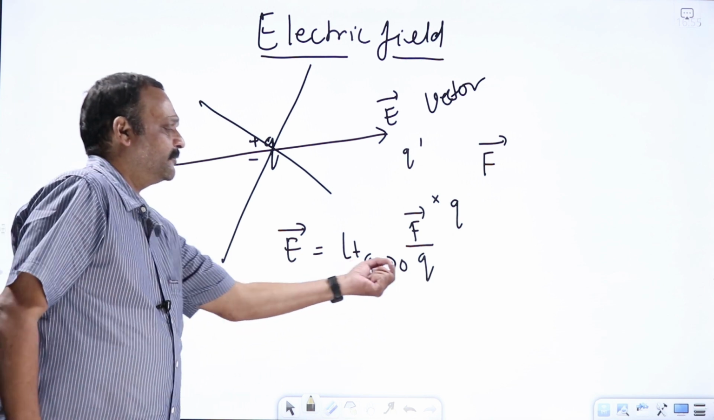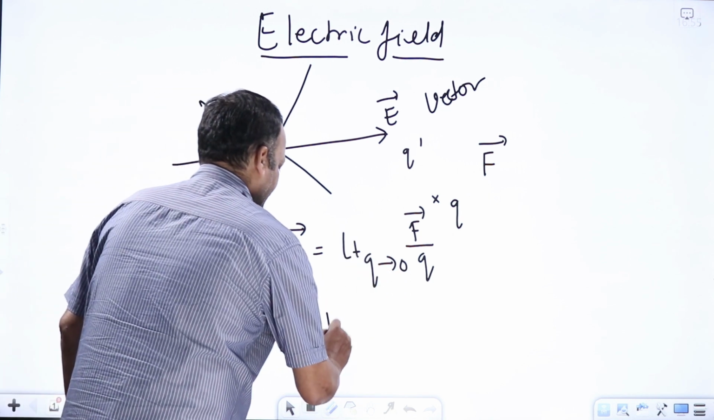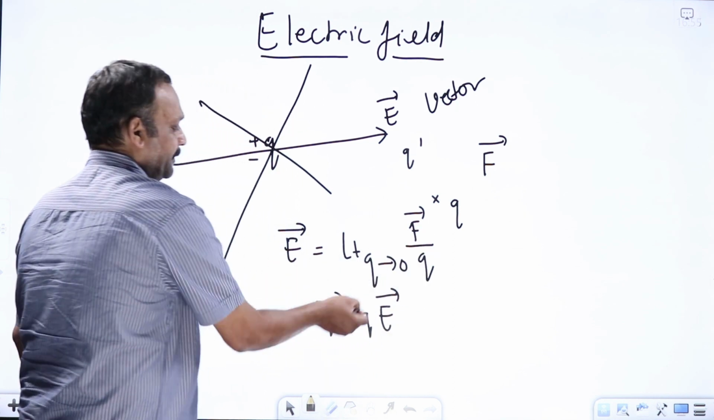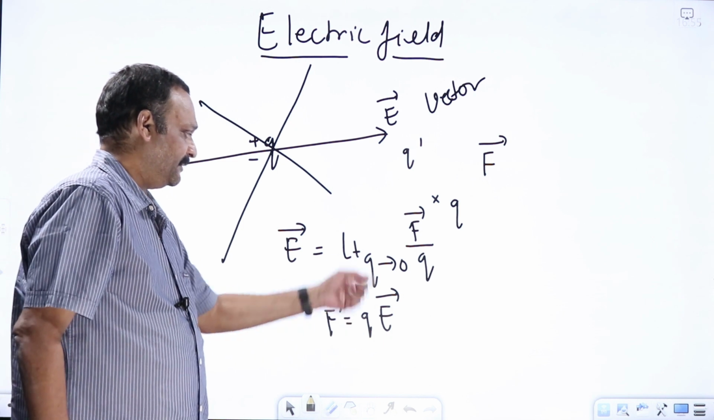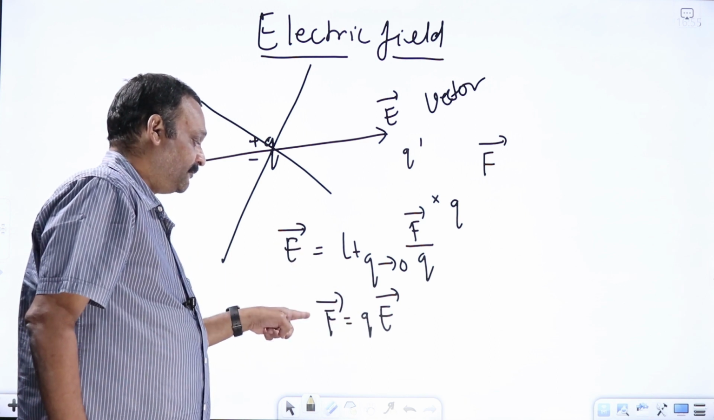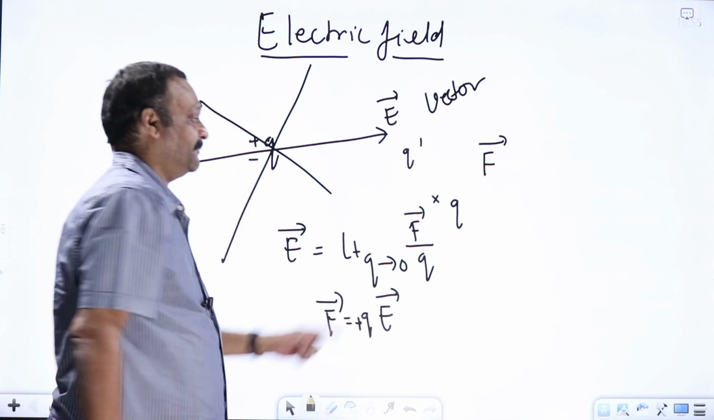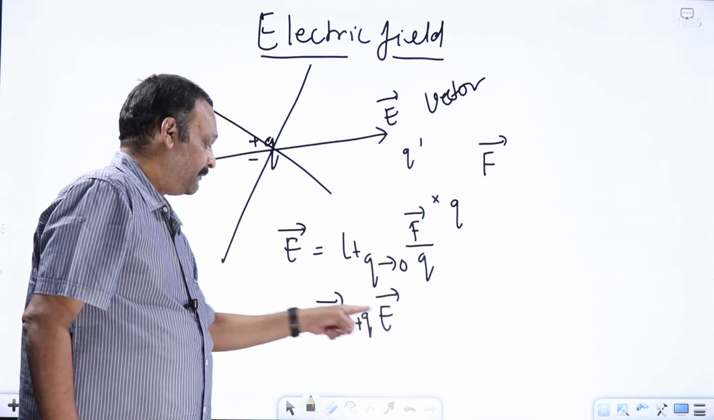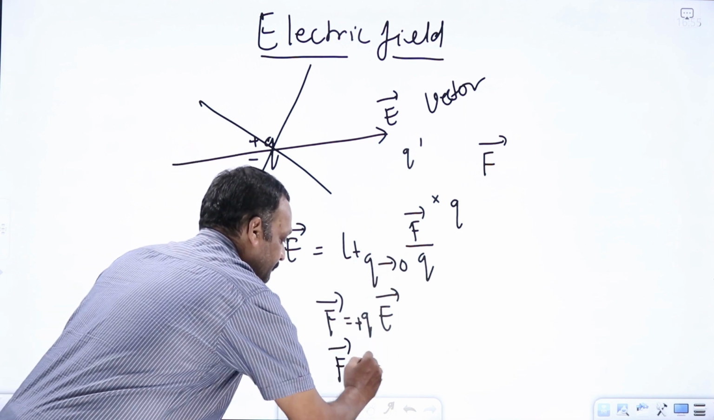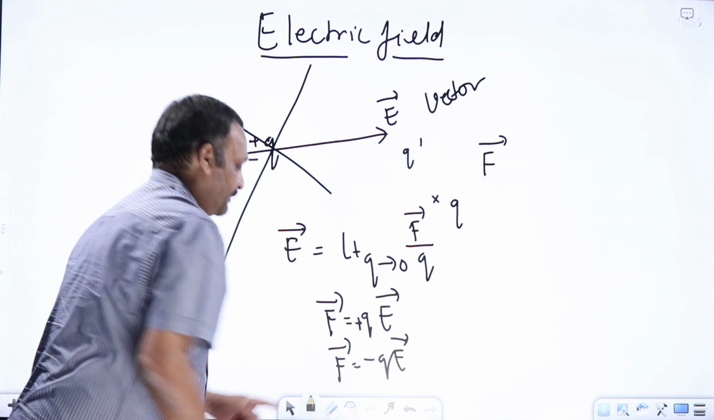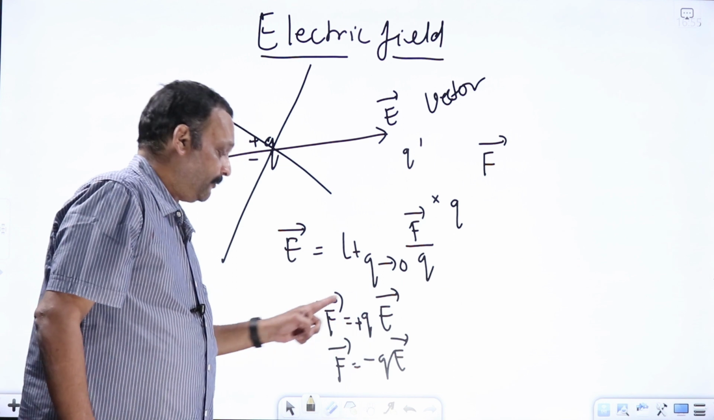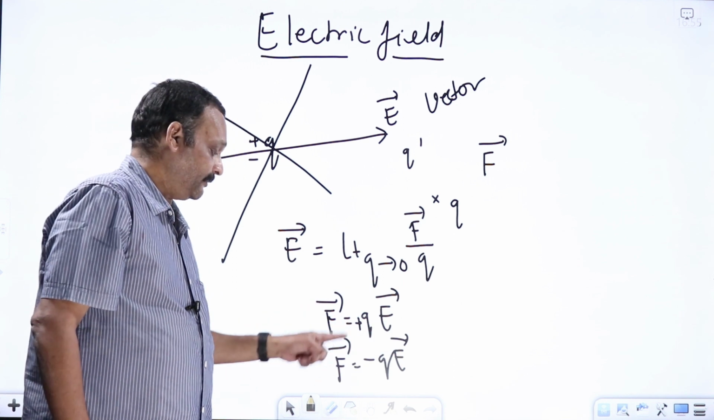Q should be extremely small, or in general F bar equal to Q into E bar, we write. F bar equal to Q into E bar, where Q is some charge placed at that point. Now this electric field will be in the direction of the force if the charge is positive. If the test charge is a positive charge, E bar will be in the direction of F bar. If the test charge is negative, F bar equal to minus Q E bar. Two vectors have a minus sign in between them, that is, F bar and E bar will be in opposite directions. Electric field will be in the opposite direction to F bar.